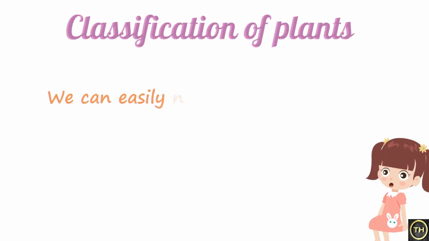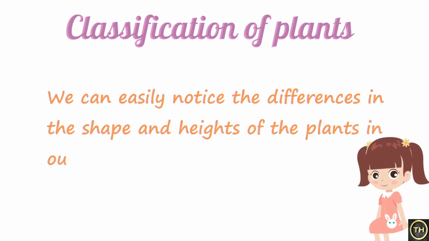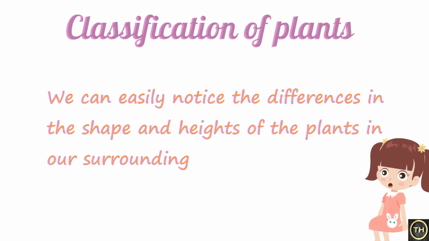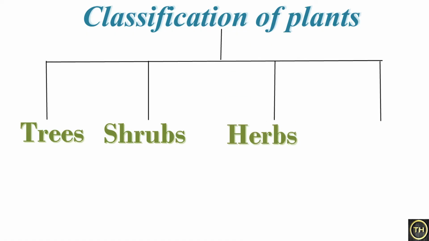We can easily notice the differences in the shape and height of the plants in our surroundings. Classification of plants is divided into four types: trees, shrubs, herbs, vines. We will learn each in detail.